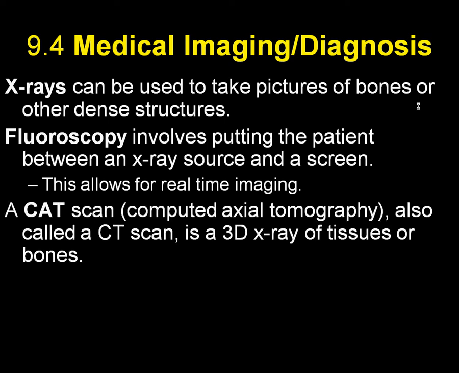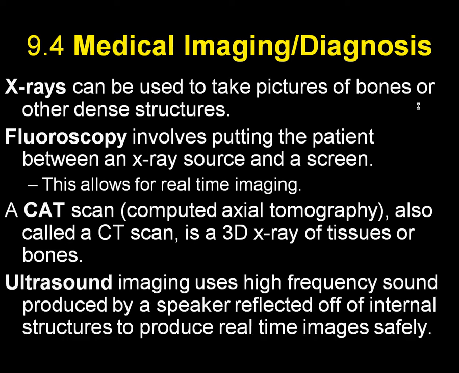And a CAT scan, computed axial tomography, or some other ways of saying it, also called a CT scan for a computerized tomography scan, something like that, but CAT sounds cooler, I think. It's a 3D X-ray of tissues or bones, so they take a bunch of X-rays from a bunch of different angles and put it together into a 3D image.